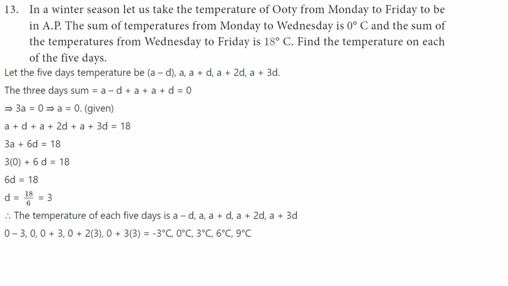Again 3 days sum: a plus d plus a plus 2d plus a plus 3d, grouping like terms, we get 3a plus 6d equal to 18. Substitute the value for a equal to 0: 3 into 0 plus 6d equal to 18, therefore 6d equal to 18 means d equal to 3. Therefore the temperatures are minus 3 degrees Celsius, 0 degrees Celsius, 3 degrees Celsius, 6 degrees Celsius and 9 degrees Celsius.